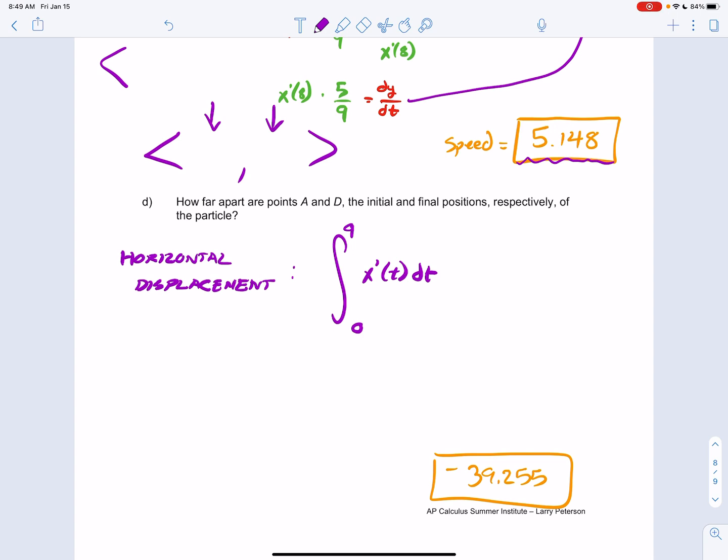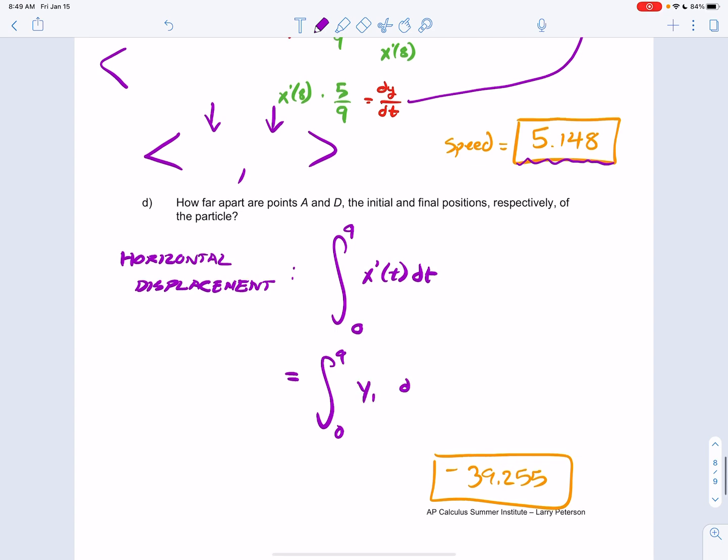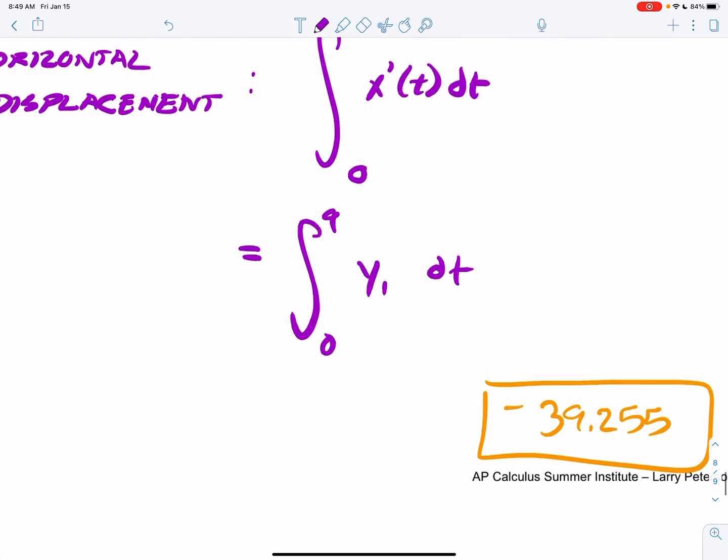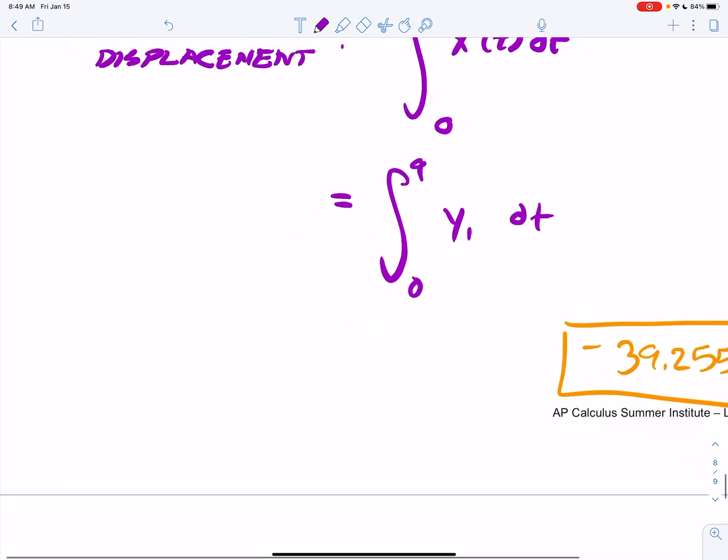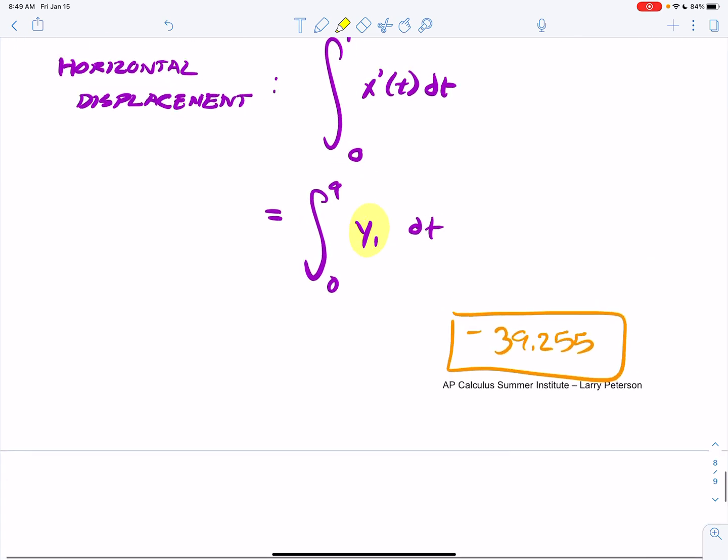On your calculator, remember that x prime of t is already programmed as y1. So just to revisit calculations, to get to integral, we go to math 9. To type out this y1, again, it's alpha trace, and then you pick your y1, dt from 0 to 9. You can even do dx, it doesn't matter, but you should get this.